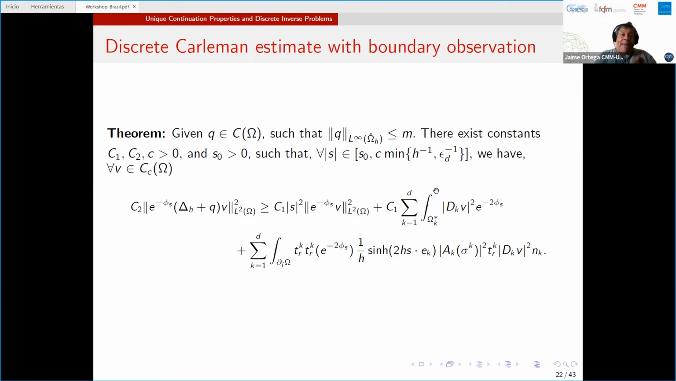Okay, and this is the main difference when you go from continuous to discrete. You need to take into account that the parameters involved in this kind of estimates are not completely free. They have a strong relationship with the size of the mesh. Okay, s belongs to this set, where the size of the mesh appears, h to the minus one. But this Carleman estimate is not completely different from the continuous case.